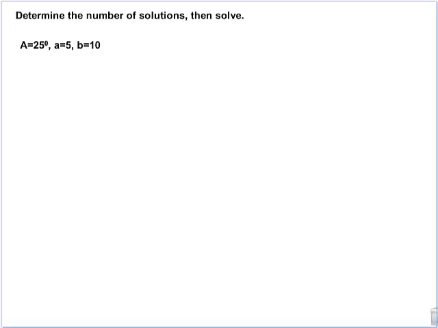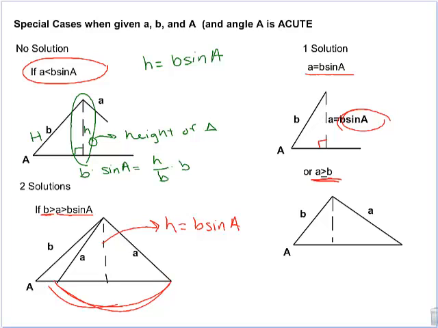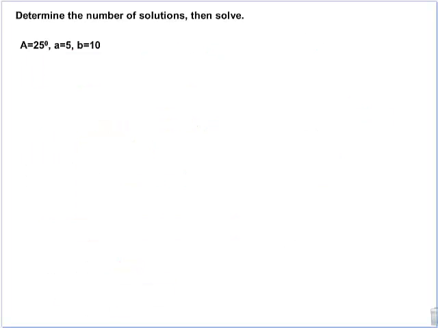So first off, is our side A bigger than our side B? No. Okay, so it's not bigger than our side B. So we know that we don't have this situation. So we need to find the height. So we need to figure out what B sine of A is. So 10 times the sine of 25.